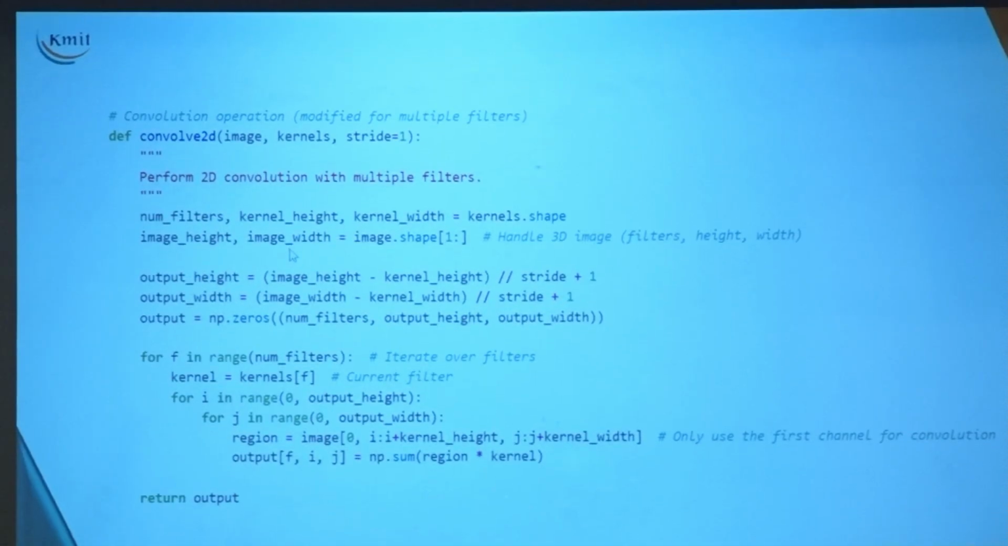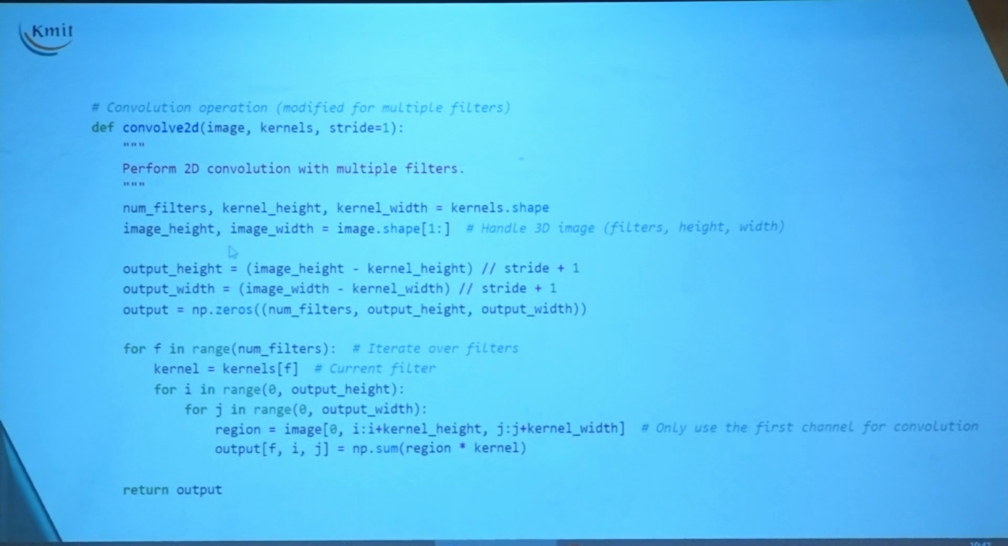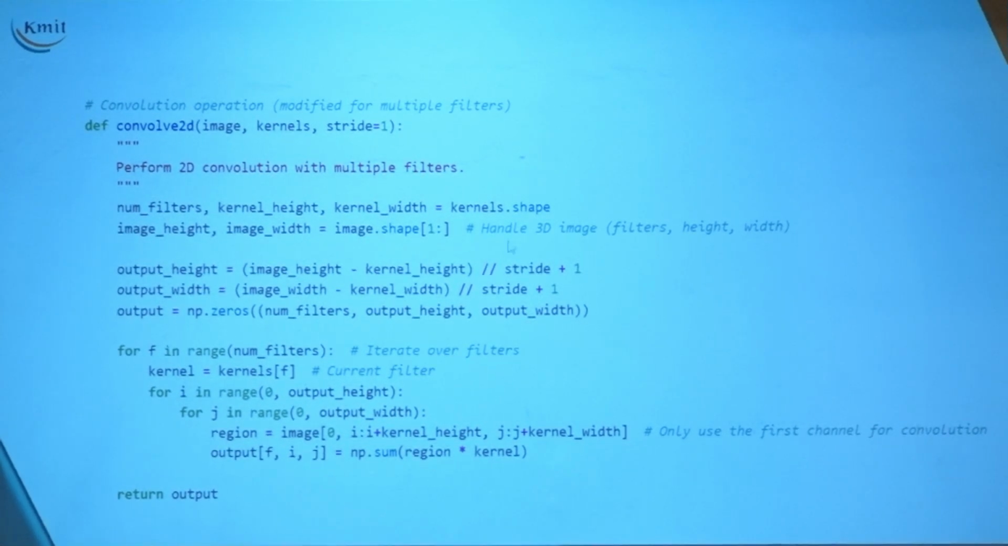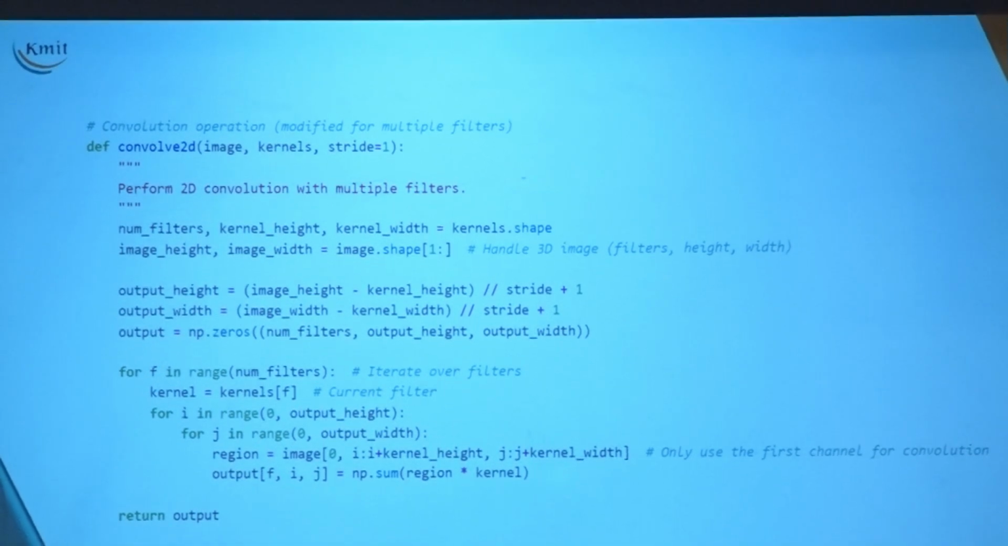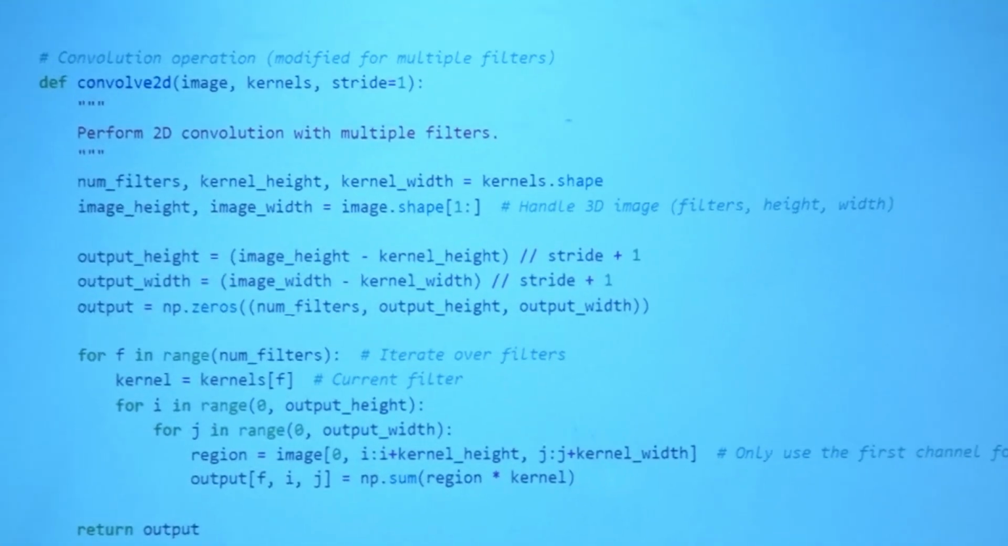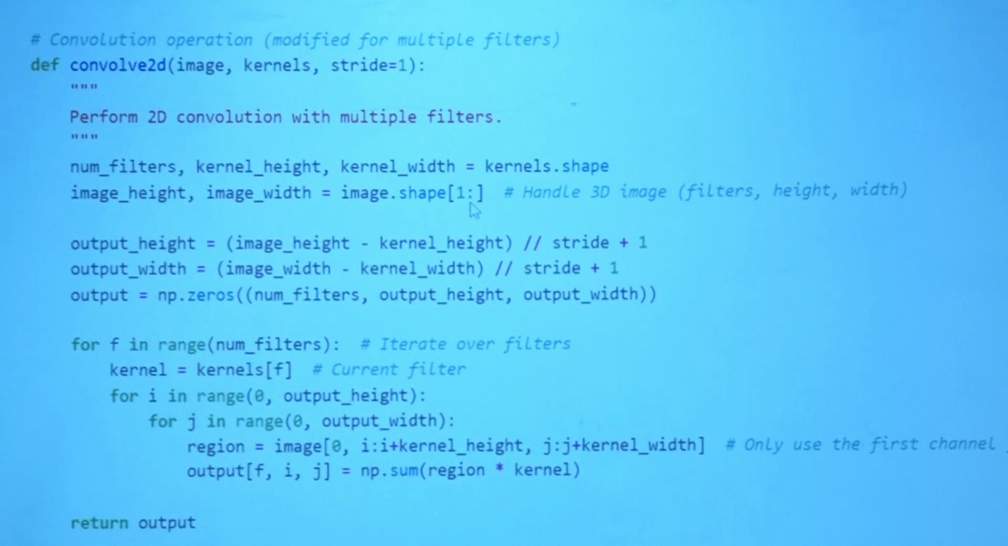Okay. After doing that, I'll also go for image height and image width. As I'm handling a 3D image here, the dimension of the image is 28 by 28 by 1. It is a 3D image. Though it is grayscale, it is a 3D image. Hence, I go for image 1 colon.